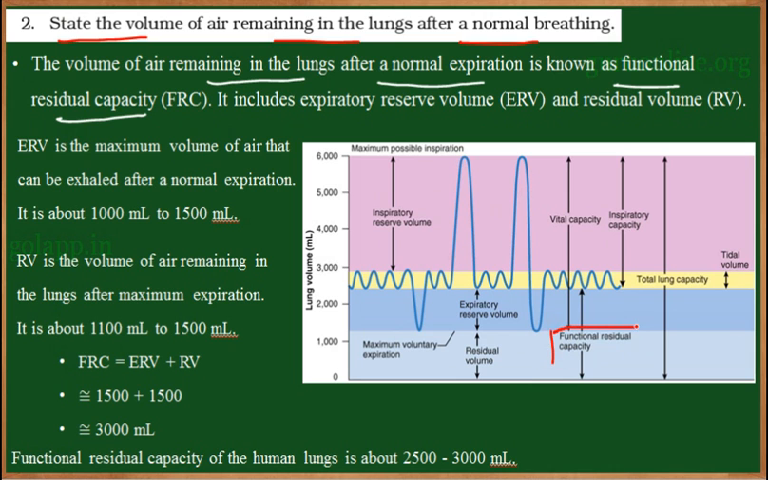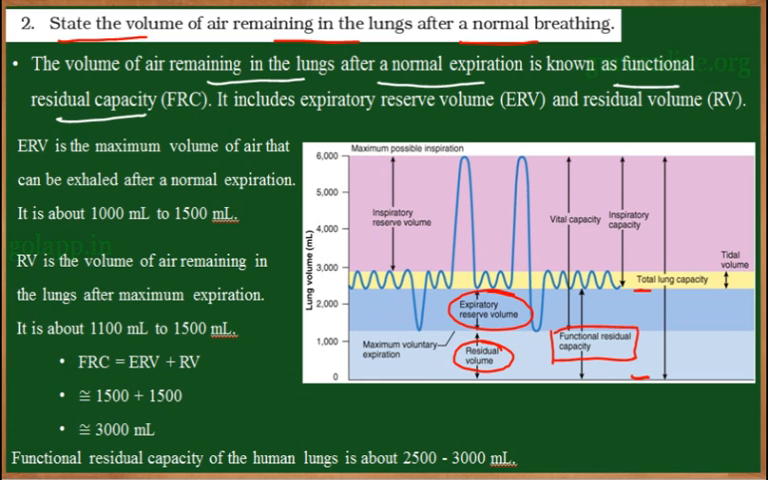So this you can see, functional residual capacity. The amount of air from here to here will be roughly around 2500 ml. Now this includes expiratory reserve volume and residual volume. So functional residual capacity includes expiratory reserve volume and residual volume.